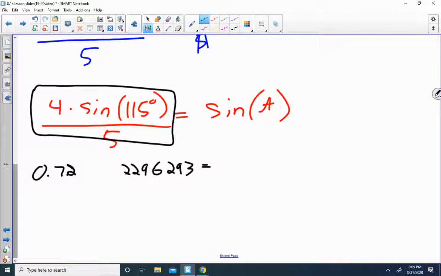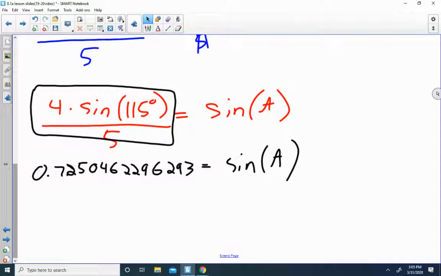7, 2, 5, 0, 4, 6. Okay, that's better. And all of that's supposed to be equal to sine of A. Now, the reason why I can't round that answer yet is because I'm not done yet.